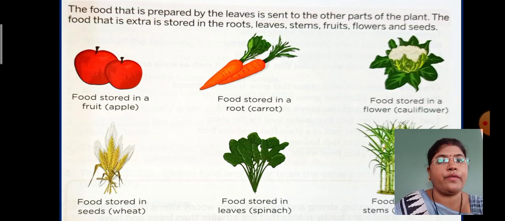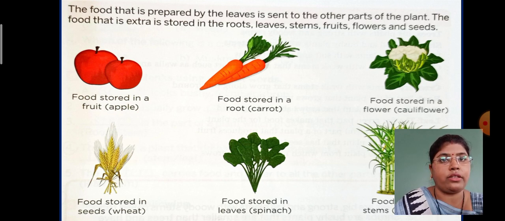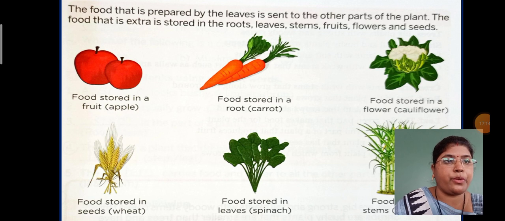And see, the food which is prepared by the leaves is sent to the other parts of the plant. The food that is extra is stored in the roots, leaves, stems, fruits, flowers and seeds.